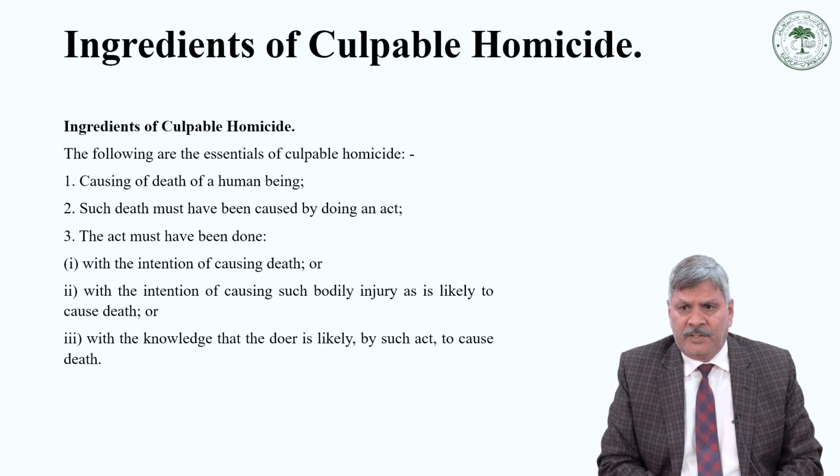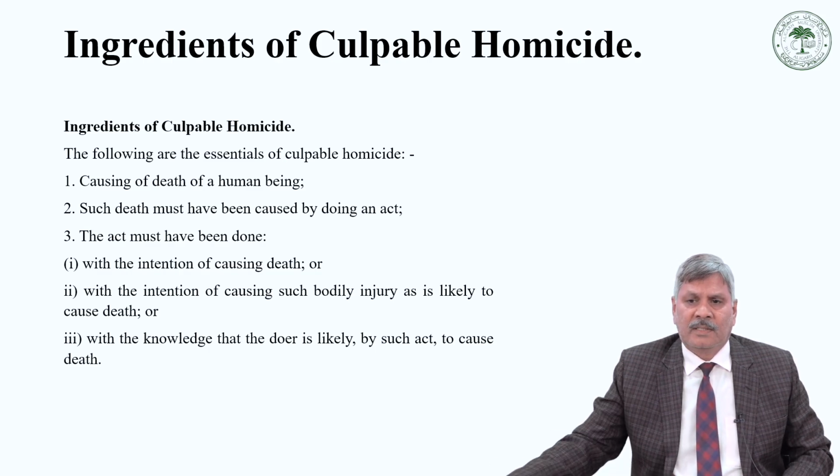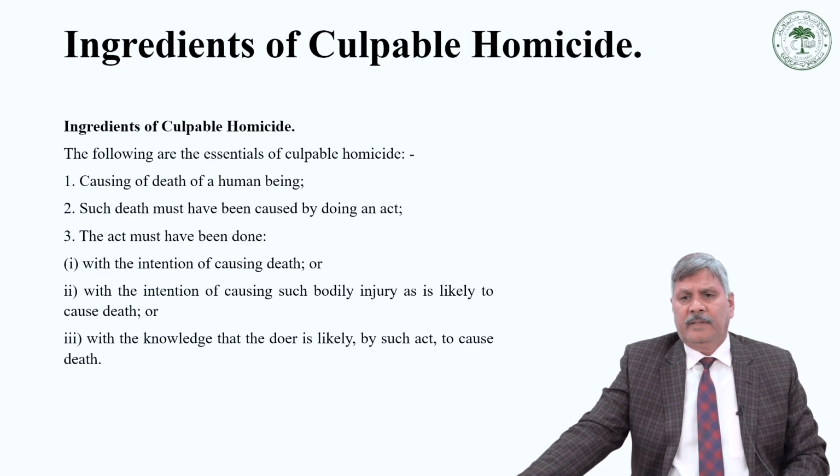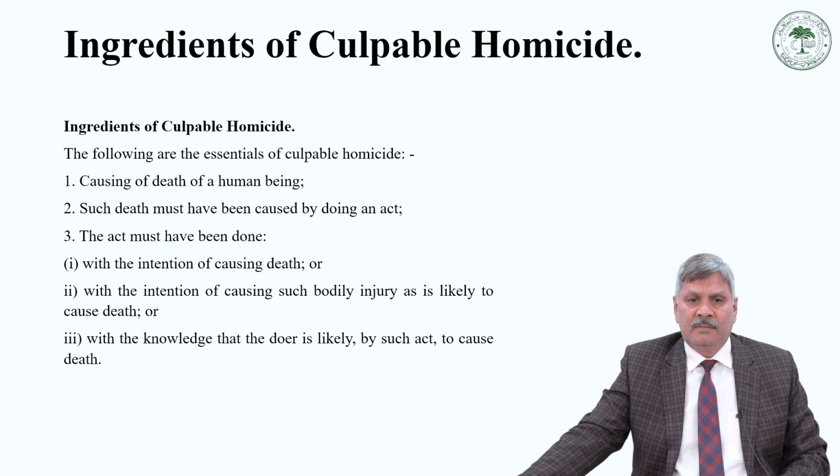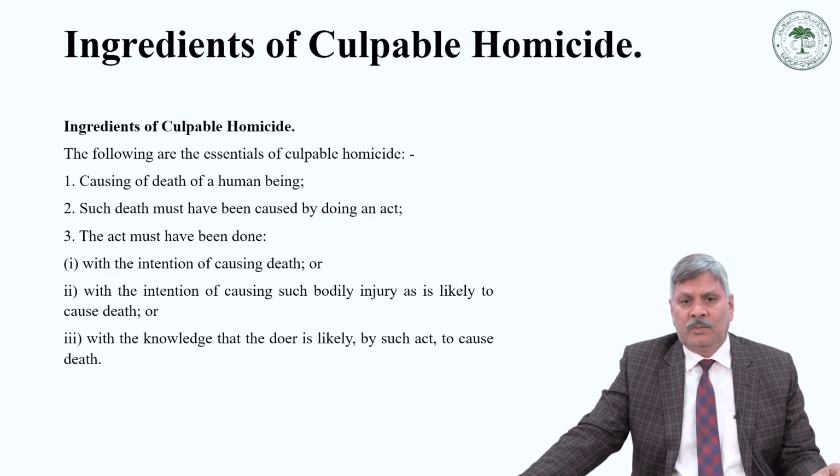But in view of explanation 3, it may amount to culpable homicide to cause death of a living child if any part of the child has been brought forth, though the child may not have breath or been completely born. However, it is not necessary that the person whose death has been caused must be the very person whom the accused intended to kill. The offence of culpable homicide is complete as soon as any person is killed by the accused whose mental state is of the kind mentioned in ingredient number 3.